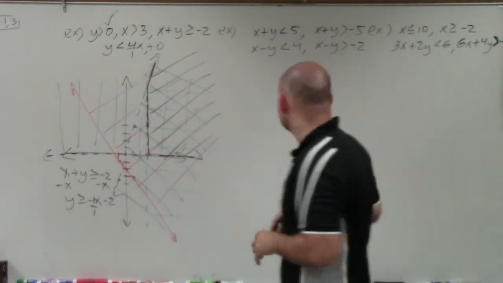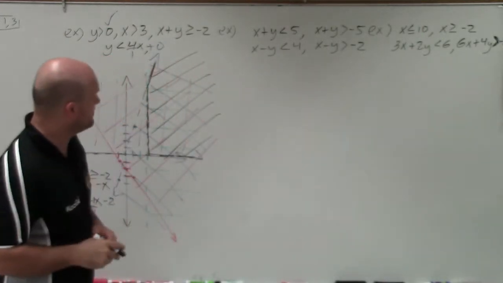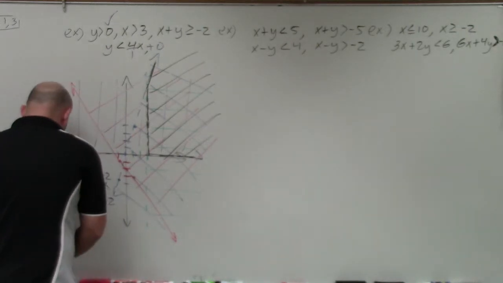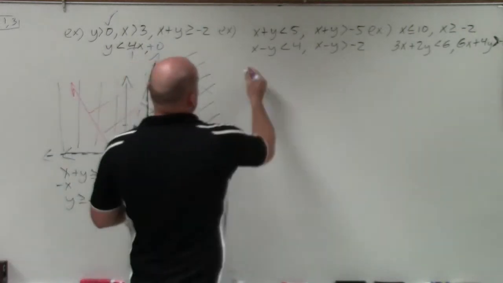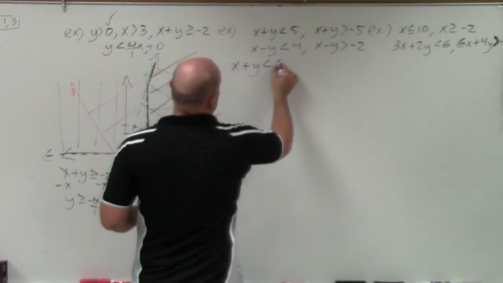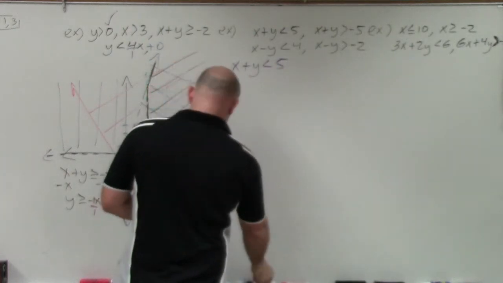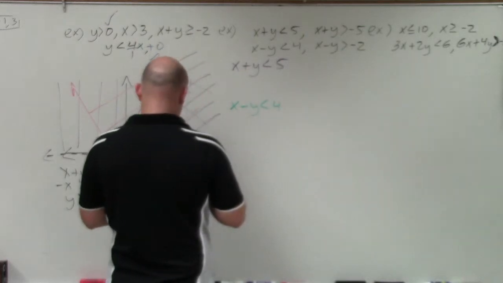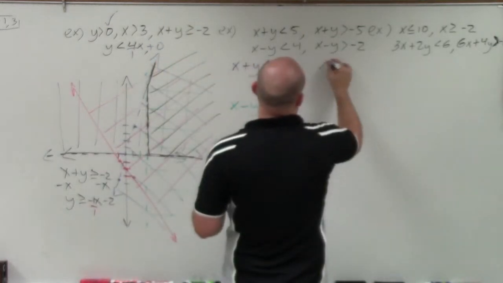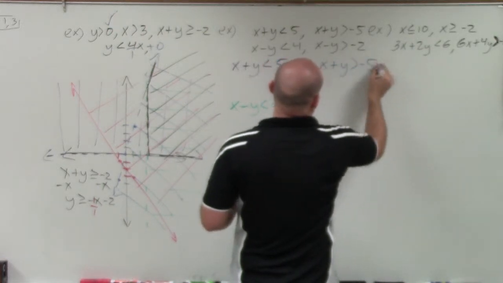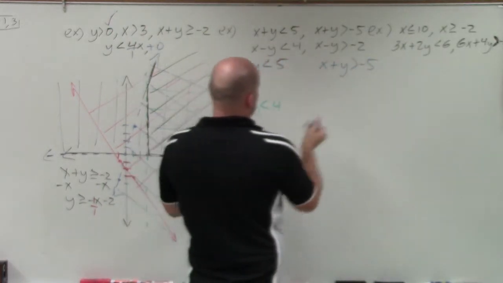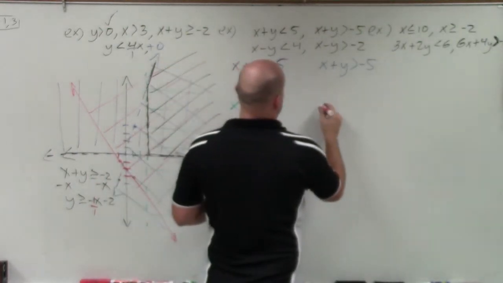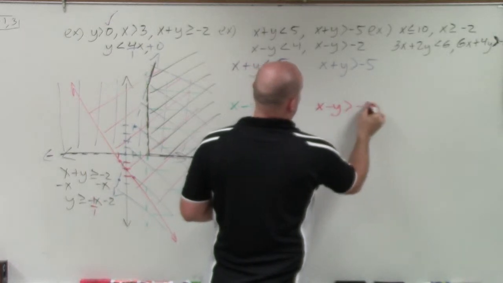For the next one, we have a lot of equations, and none of them are in slope-intercept form. Perfect, great, happy to do that. Let's write them all out so we can solve. I'll have x plus y is less than 5, x minus y is less than 4, x plus y is greater than negative 5, and, let's do red, x minus y is greater than negative 2.